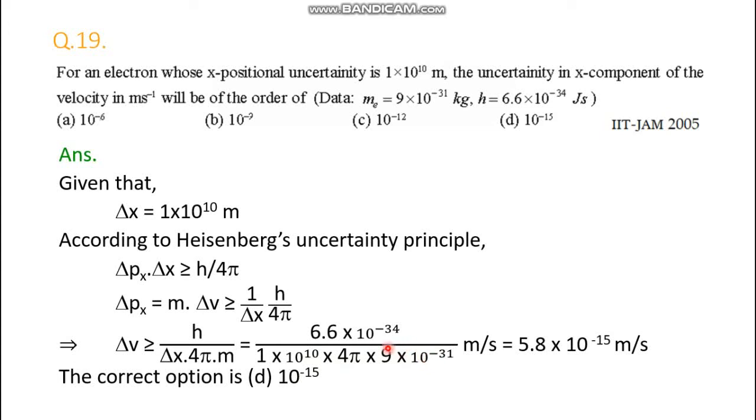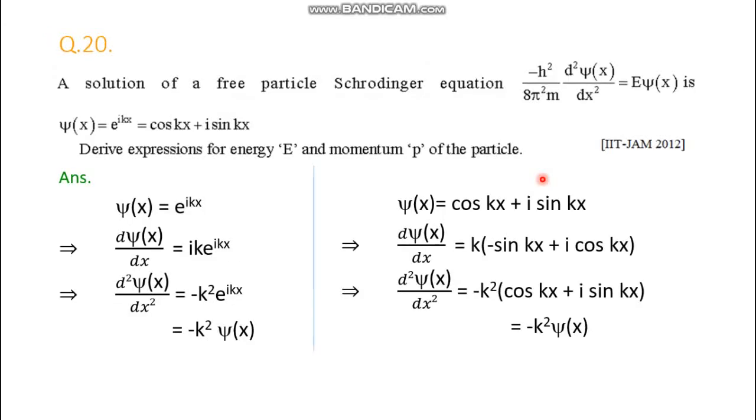And this is kilogram, and the overall value is obtained in the unit meter per second. By calculating this ratio, we obtain 5.8 × 10^-15 meter per second. So the correct option is D, 10 to the power minus 15, and the unit is meter per second. Move on to the next question.